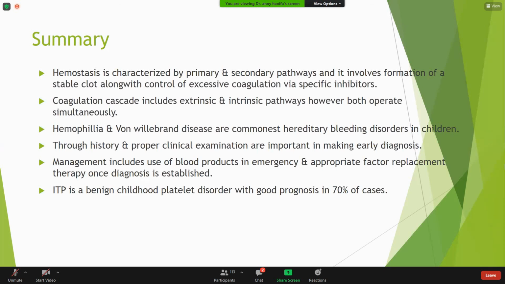While the cryosupernatant, which is formed as a supernatant fluid, contains other proteins, antibodies, as well as factor 9 and other factors. So this is basically a part of the plasma. I hope you understand the point.